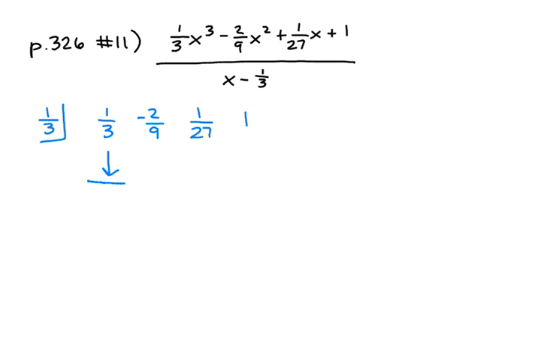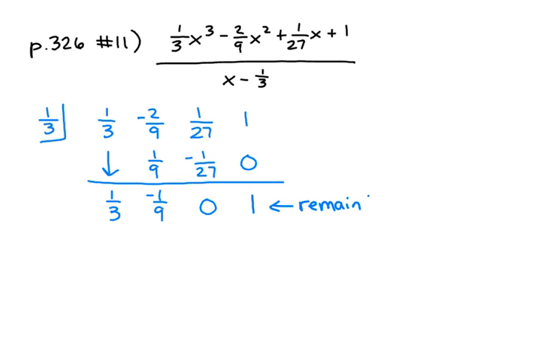Bring down the first number, leave your space, bring down the 1/3, multiply it by the number in the box. 1/3 times 1/3 is 1/9, write it here. Add, we have negative 1/9. Take that, multiply it by the number in the box. That will give you negative 1/27. Add the column, 0. Multiply by the number in the box, write it here. Oops. 0 times 1/3 is 0. And add, and we get a 1. 1 is the remainder.